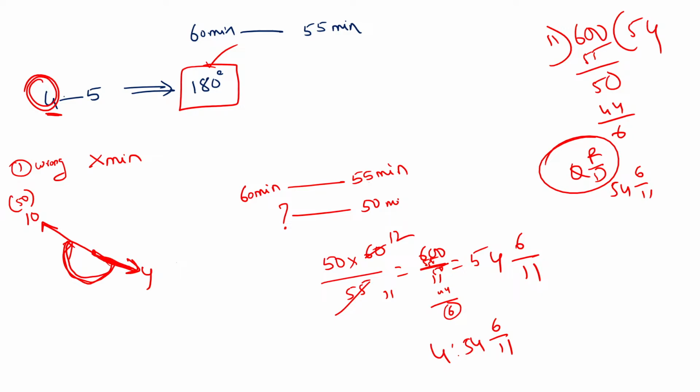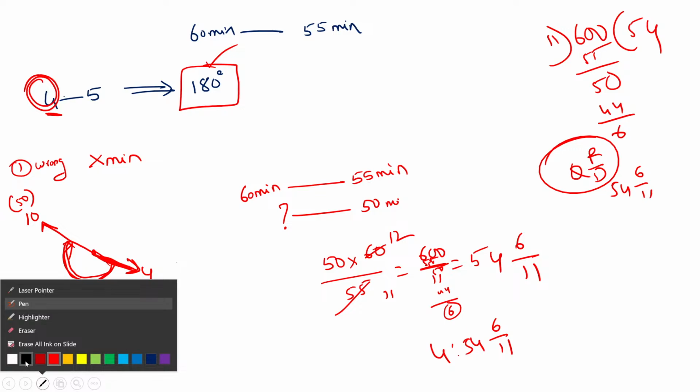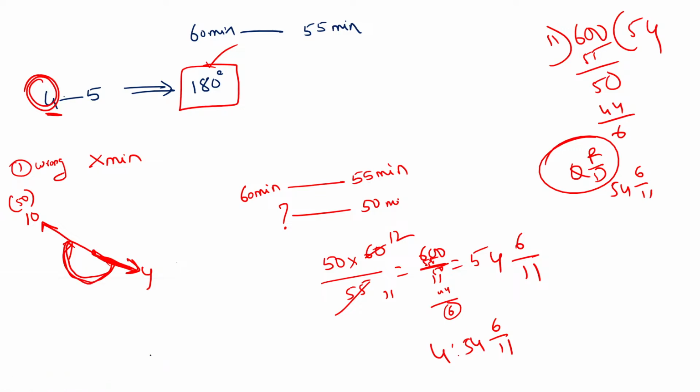I will repeat the entire process once again. You will get a clear idea. See this one. The question is going to be like this: at what time between 4 and 5 you are going to get 180 degrees?